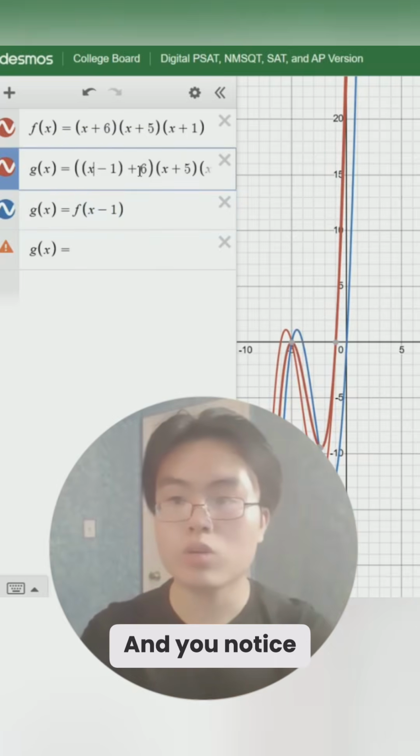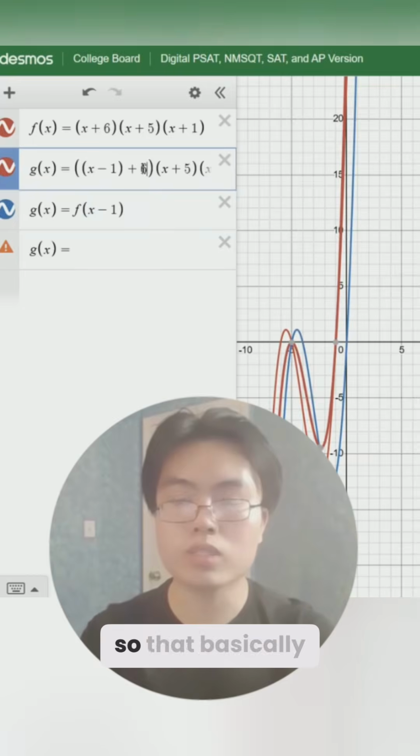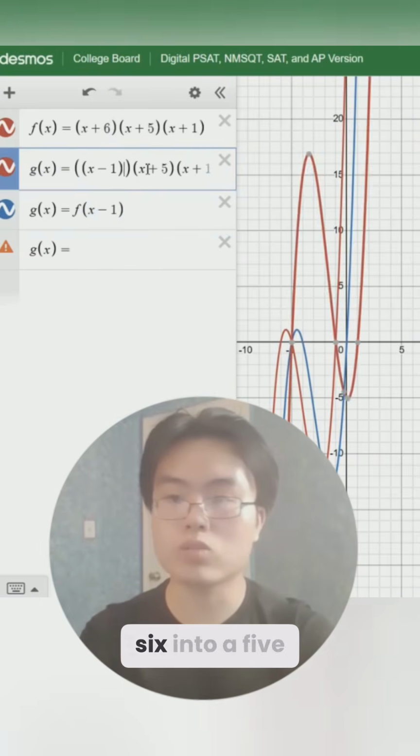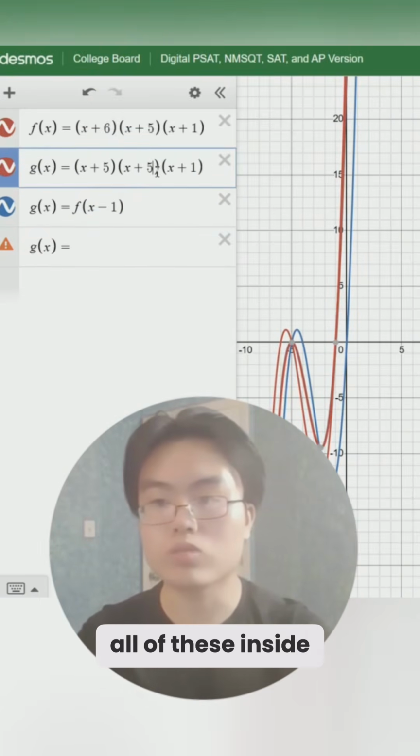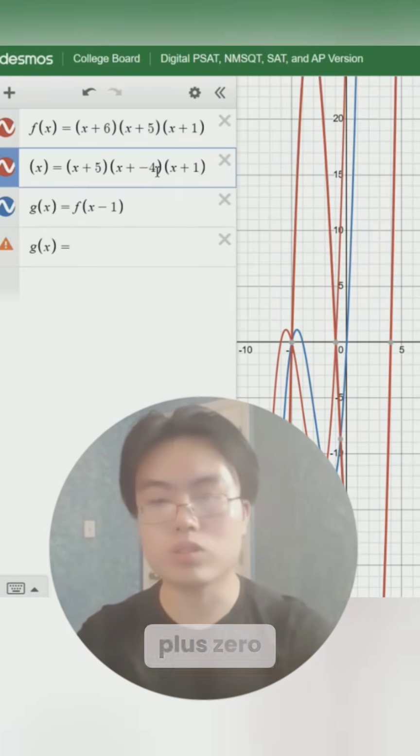And you can do all this. You notice when you substitute this out, it's just minus 1. So this minus 1 will make this 6 into a 5. Right, so it's b plus 5. And we just do minus 1 for all of these inside here. This would be minus 4, and this would be plus 0.